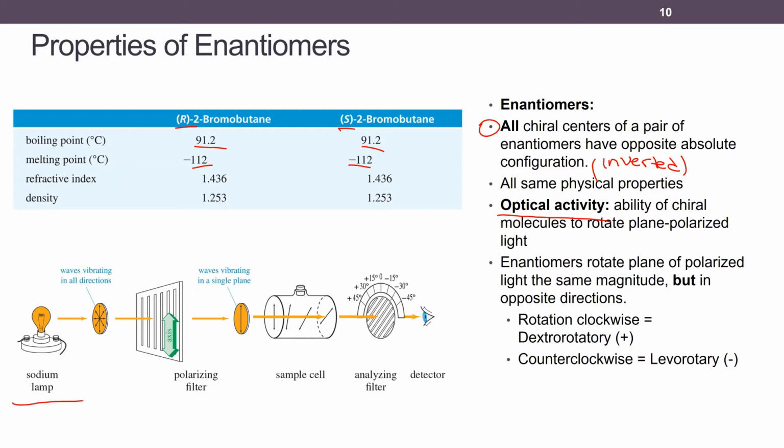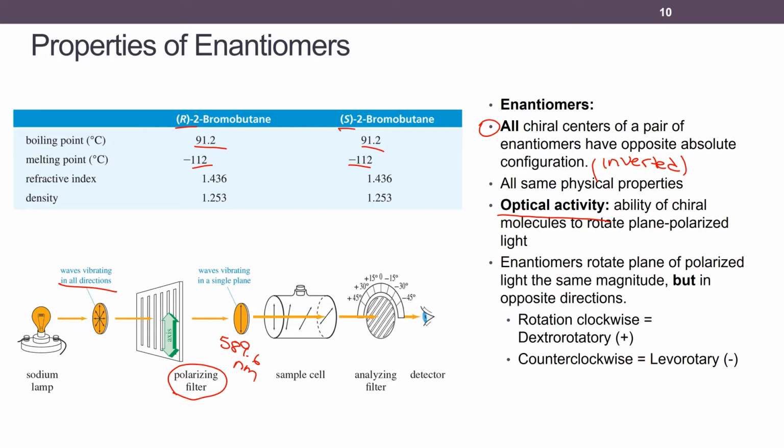So here we have light from a sodium lamp, which has a wavelength of 589.6 nanometers, pass through a filter, a polarizing filter. A polarizing filter is like your polarized sunglasses. It takes all the waves of light and filters them to only let some wavelengths pass. Okay.